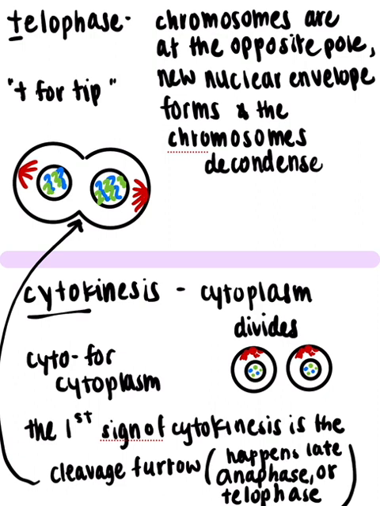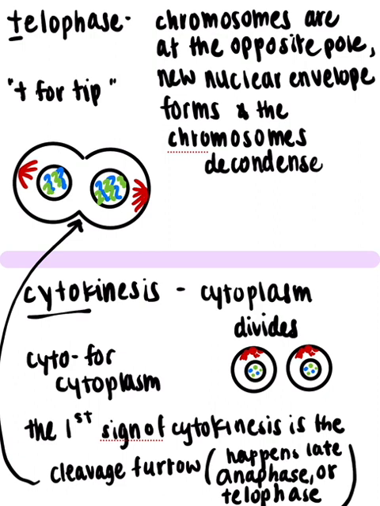Okay, cytokinesis is when the cell actually divides. This is when the cytoplasm divides. And remember that this is super important because when the cytoplasm divides, they need to get an approximately equal amount, because if not, the cell's not going to function properly. And I put cyto for cytoplasm, so you can remember that cytokinesis is specifically when the cytoplasm divides.